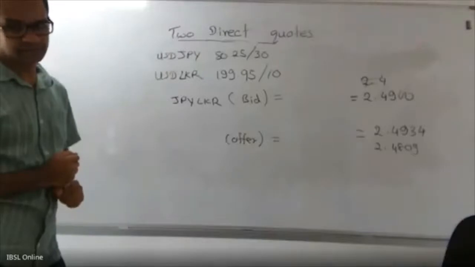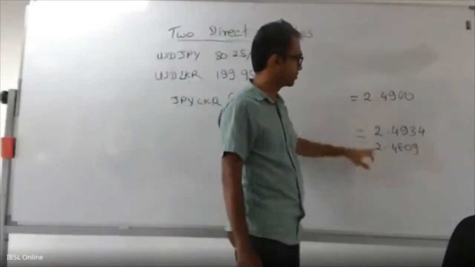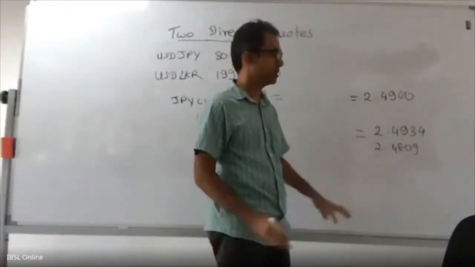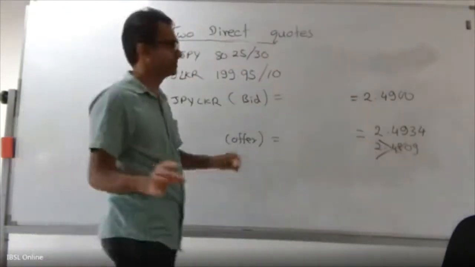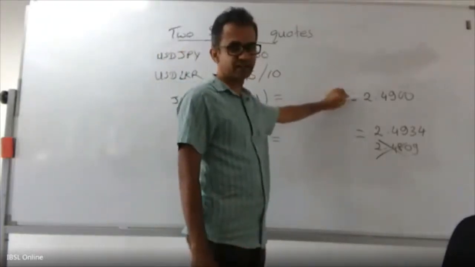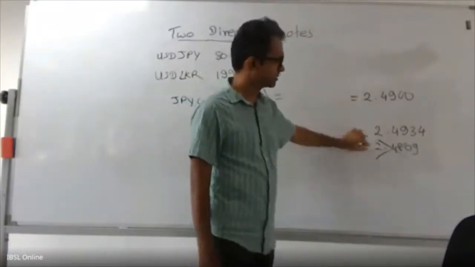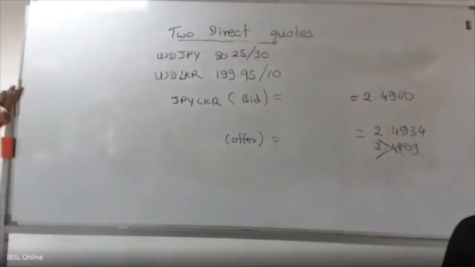Any comments? The offer cannot be less than the bid. Right. You don't need to do any calculation. Just by looking at 2.49 and 2.4809, you should realize this is wrong. If you said this 2.49 is correct, you can't get this 2.480. So the bid has to be lower than the offer.